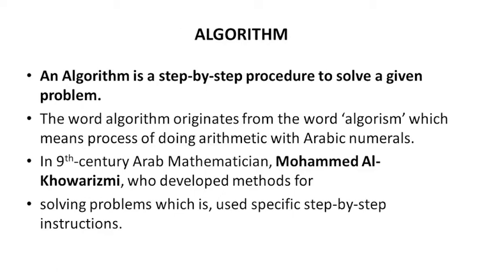Next one, algorithm. What is an algorithm? An algorithm is a step-by-step procedure to solve a given problem. For solving a given problem, what is the step-by-step procedure that is required to solve it? That is an algorithm. The word algorithm originates from the name al-Khwarizmi, which means the process of doing arithmetic with Arabic numerals. In the 19th century, the Arab mathematician Muhammad al-Khwarizmi developed methods for solving problems using specific step-by-step instructions.